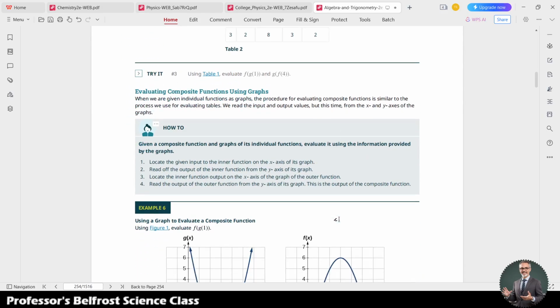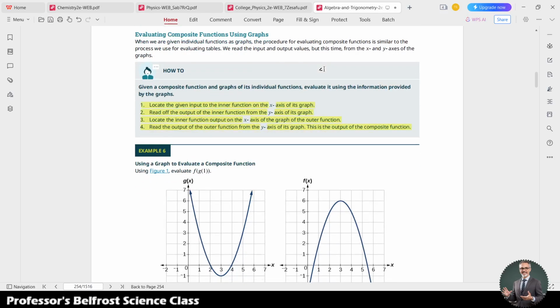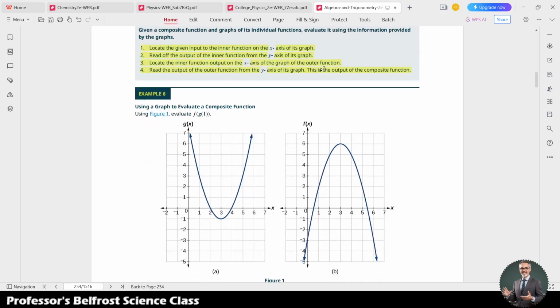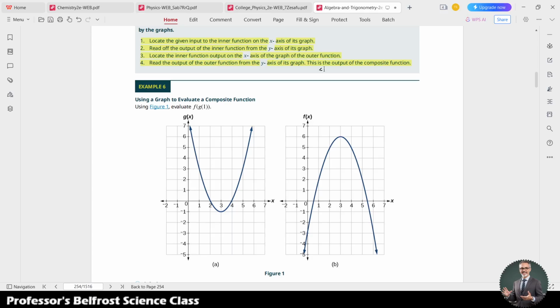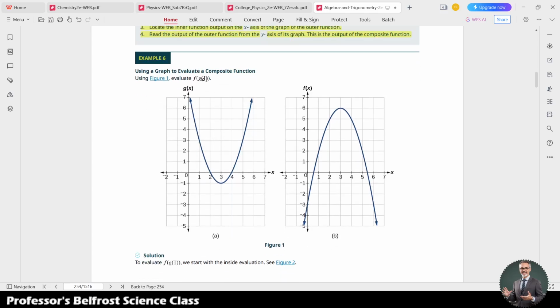Now let's start evaluating composite functions using graphs. So here are the steps that you need to follow when you need to evaluate a composite function by using a graph. I'll not read it to you, but you need to read it by yourself. So for figure 1, evaluate f(g(1)). So first find g(1). This is the inner part, right? You need to solve it first before you can dive into the outer part, okay?